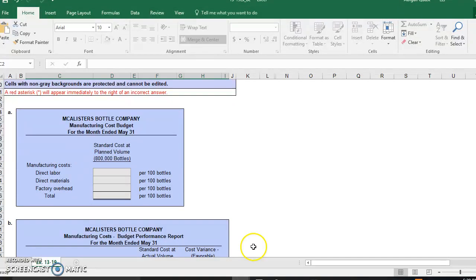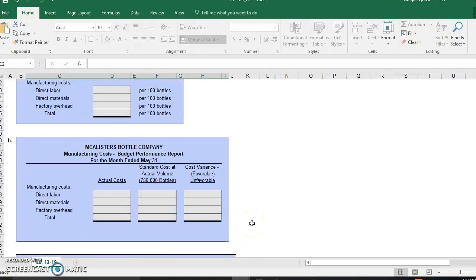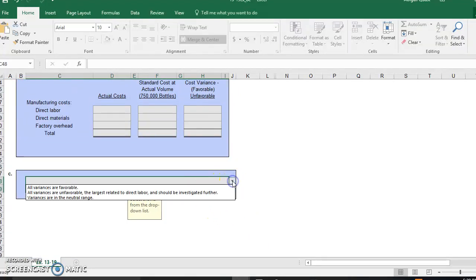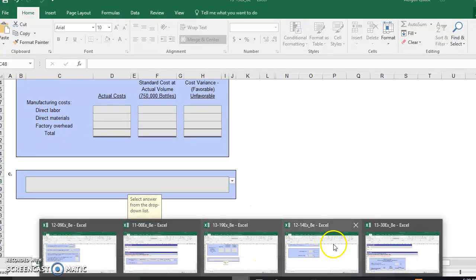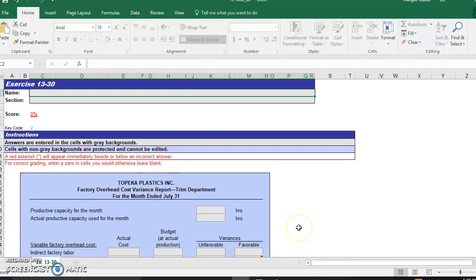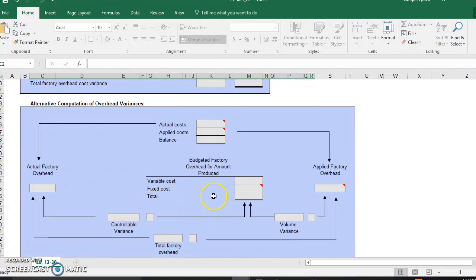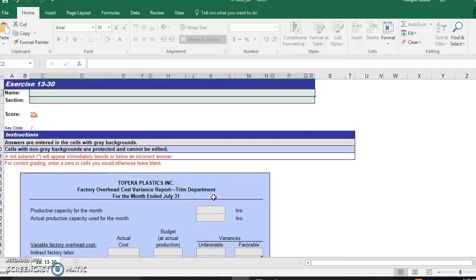On chapter 13, you're going to be dealing with your budgets. Again, pretty straightforward. When you go in here, you're going to have your answer. Be sure to select the correct answer. And then chapter 13 will be the same thing. You're going to go through and figure out all of your costs. We went through those pretty quick, but if you have any questions about that, let me know.